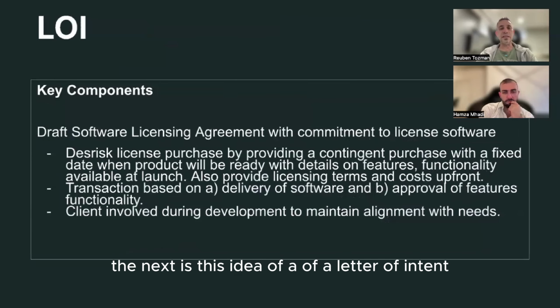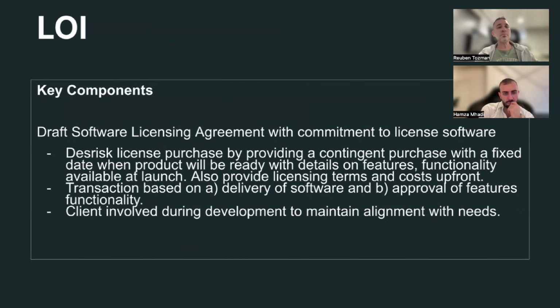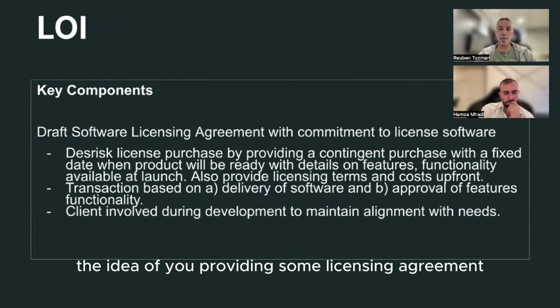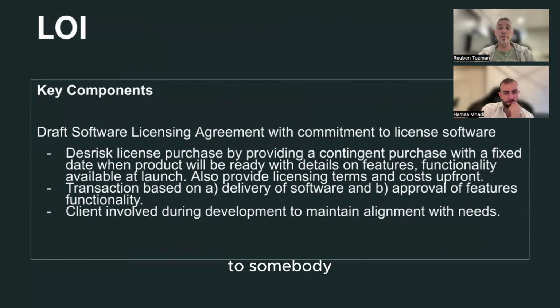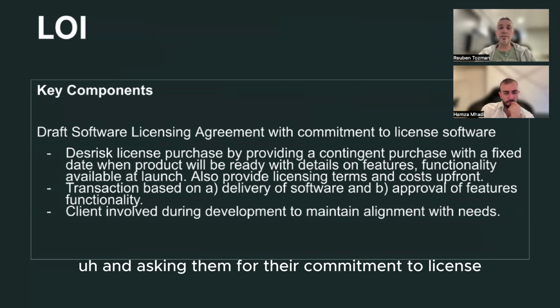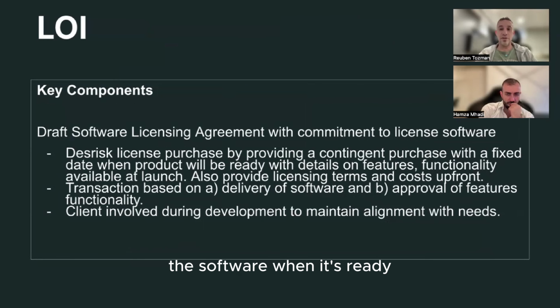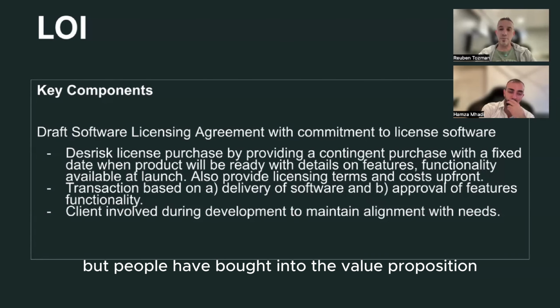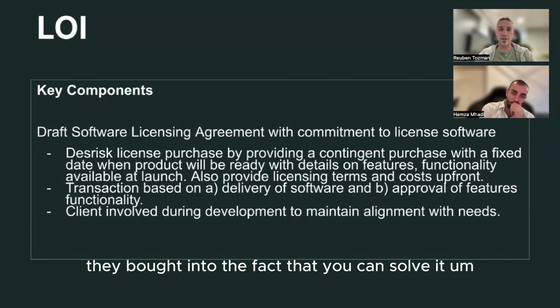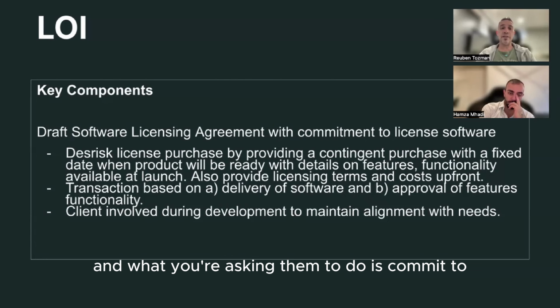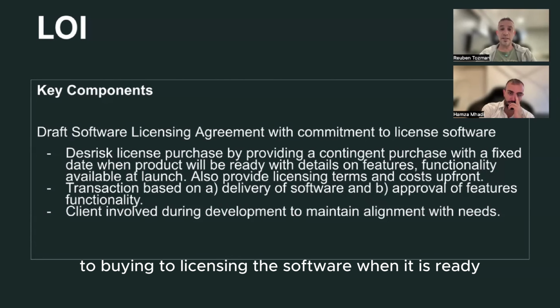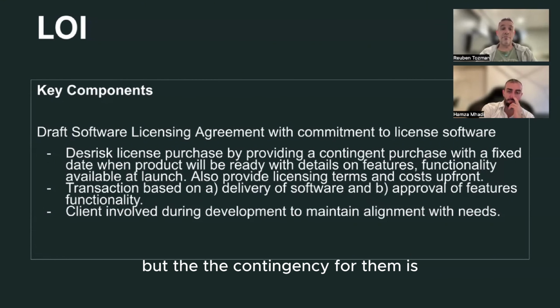The next is a letter of intent. A letter of intent is you providing a licensing agreement to somebody and asking for their commitment to license the software when it's ready. So you're being very upfront. You're saying the software is not ready, but people have bought into the value proposition. They've bought into the fact that you can solve it. What you're asking them to do is commit to licensing the software when it is ready. But the contingency for them is, if it doesn't meet your needs, you can walk away.